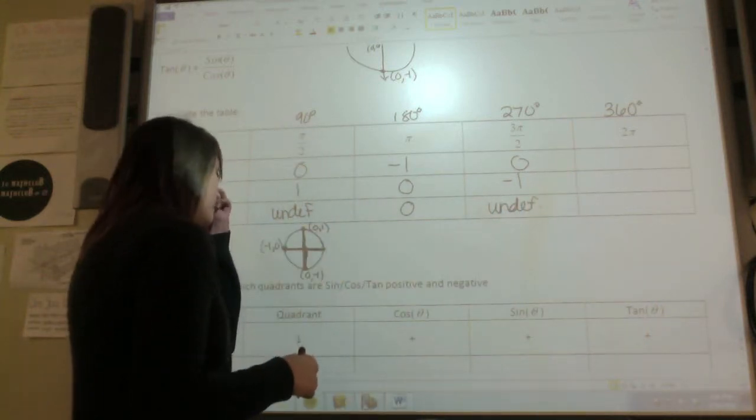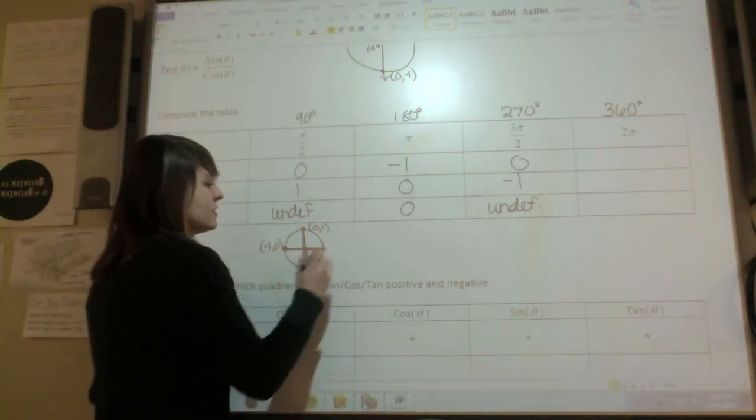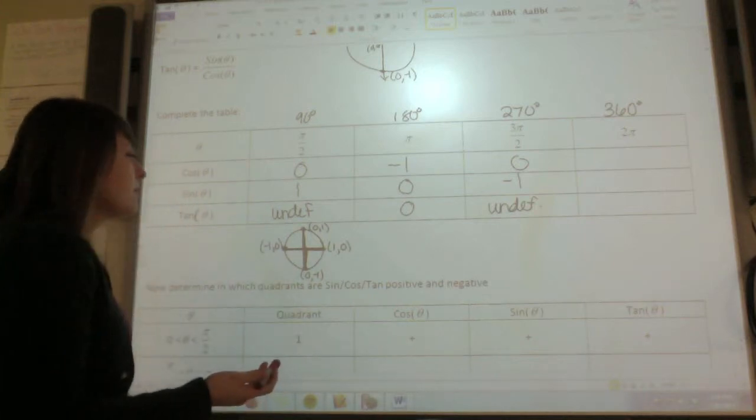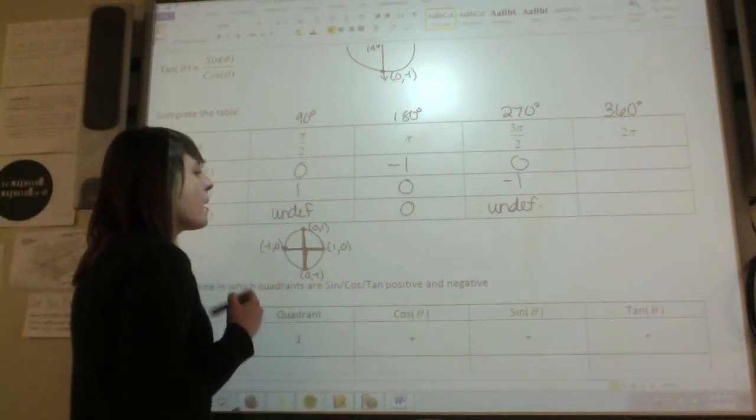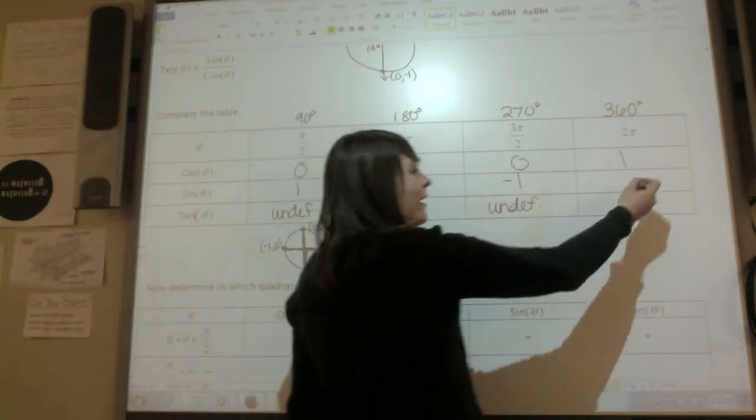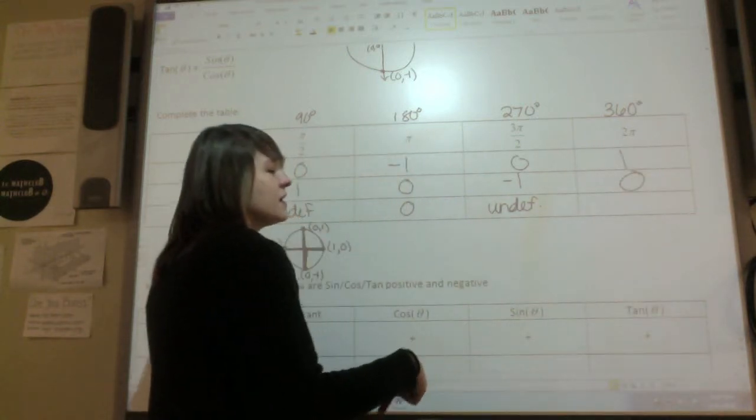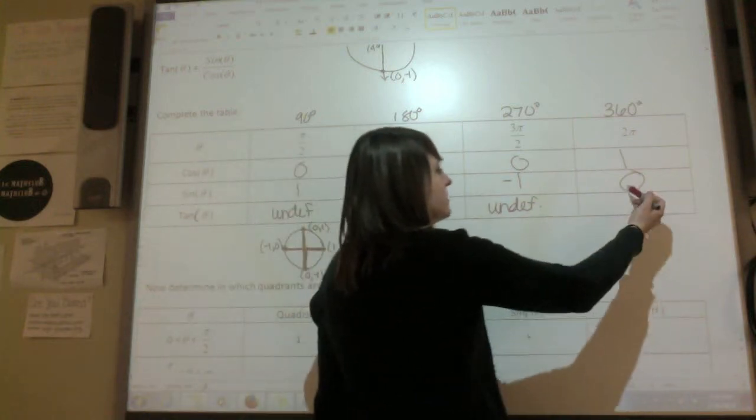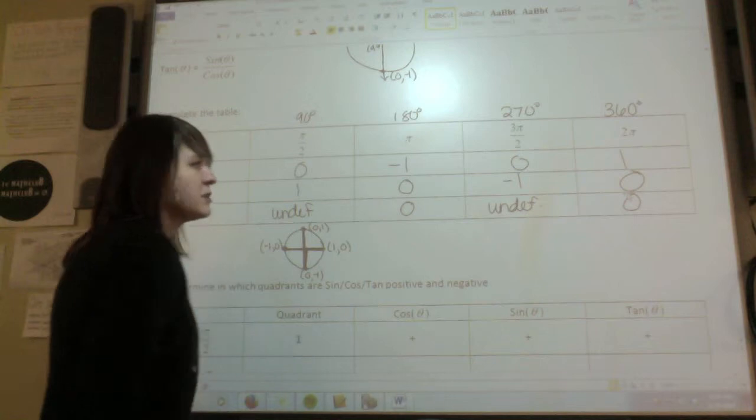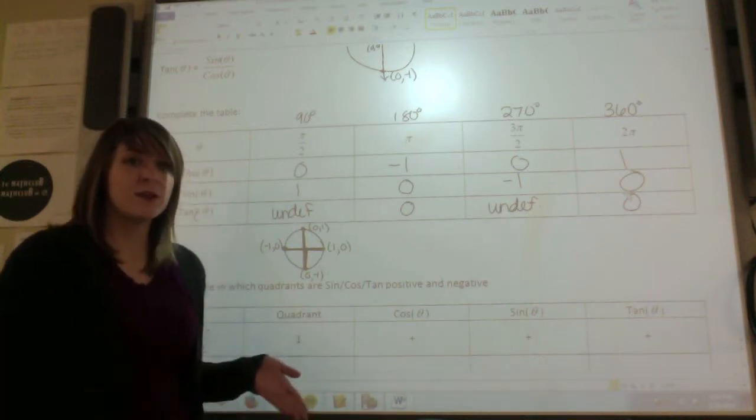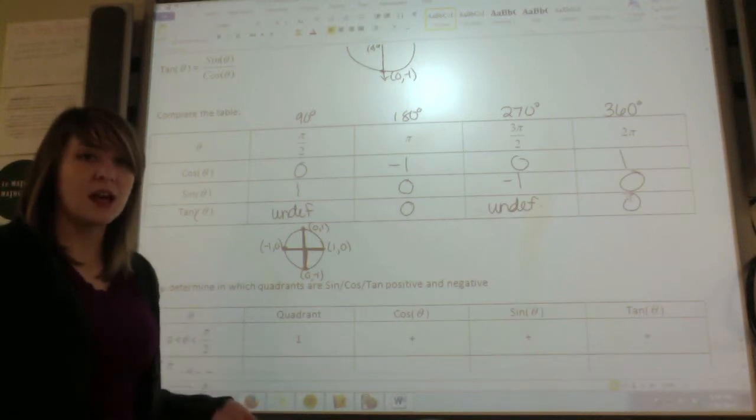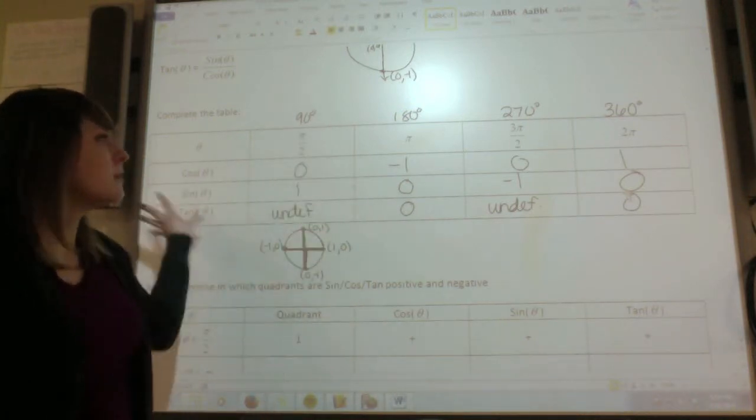Okay, my last one, 360, which is just back to where I started. So this point here is (1, 0). My cosine of 360 corresponds to my x value, which is 1. My sine corresponds to my y value, which is 0. And my tangent is going to be sine over cosine, so it would be 0 divided by 1, which would be 0. So you can see that just knowing the fact that each of those points on the unit circle is (cosine, sine), we can use that information to fill out this whole table.